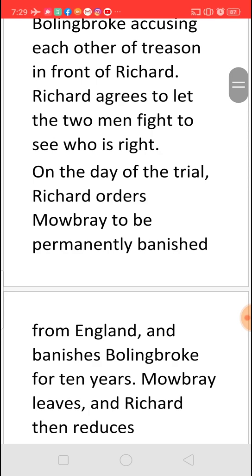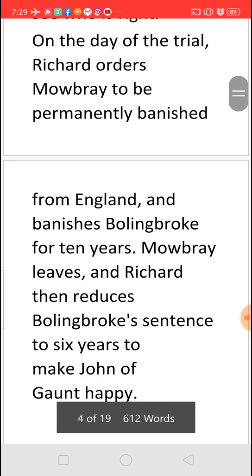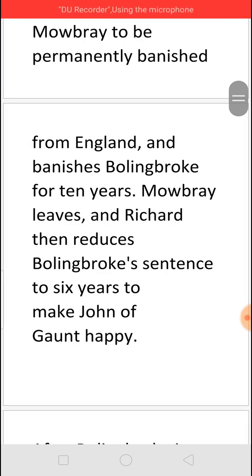And here what happens is, on the day of the trial, when Mowbray and Bolingbroke are about to begin the fight, suddenly Richard stops the fight. And he says, okay, Mowbray is banished from England permanently, and he also banishes Bolingbroke from England for 10 years. And Mowbray takes leave and goes off.